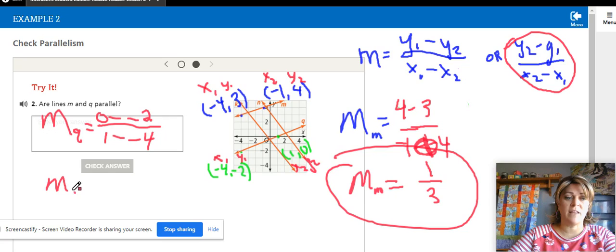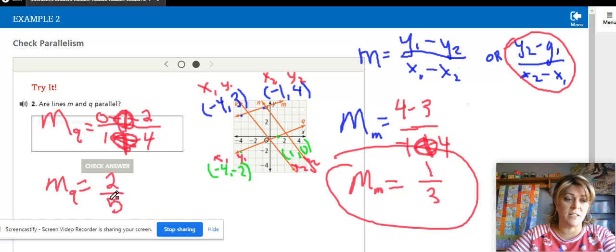So the slope of line Q equals 0, and these two negatives make a big positive. 0 plus 2 is 2. 1 minus a negative, so I'm going to make these together a big positive. Two negatives in a row like that. 1 plus 4 is 5. And I'm going to check just the negatives and positives. It does indeed go up, so it is 2/5.